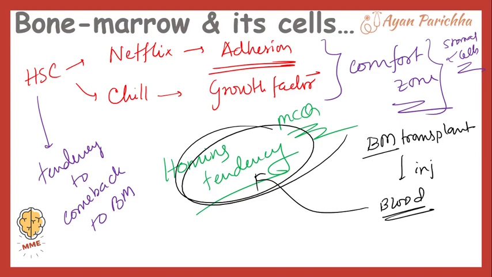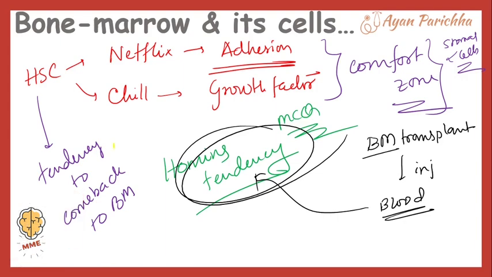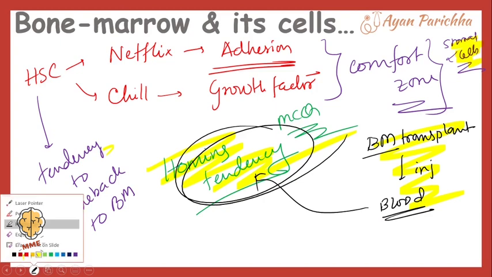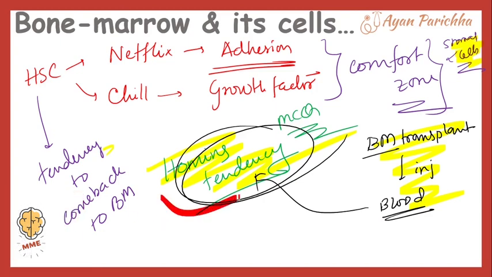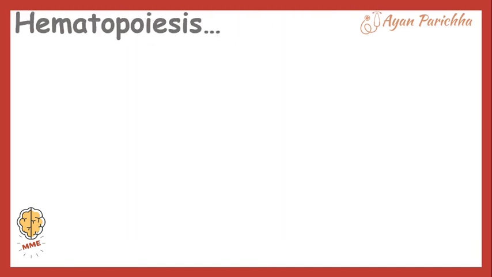Right? So we learned a lot of things over here. So just quickly highlighting the stuff for you. We learned homing tendency. We learned about the stromal cells function and the bone marrow transplant. So basically MCQs were over here. This one was MCQ and this one was MCQ. Right? So we learned a lot about the bone marrow stem cells. Now let's move on to hematopoiesis.